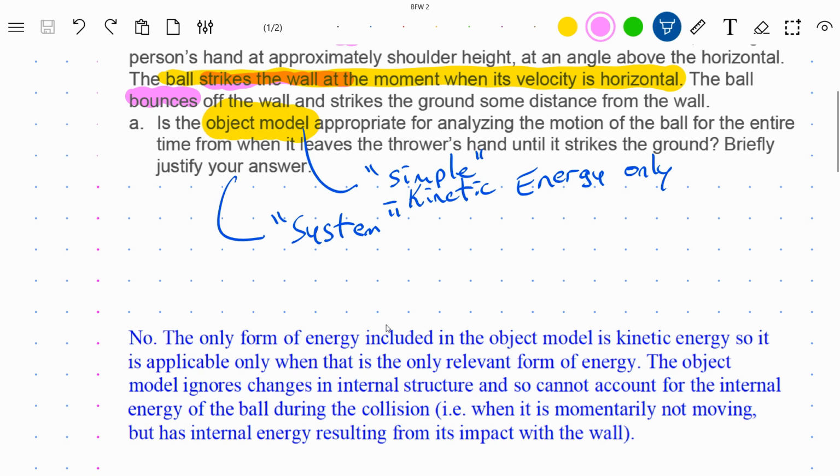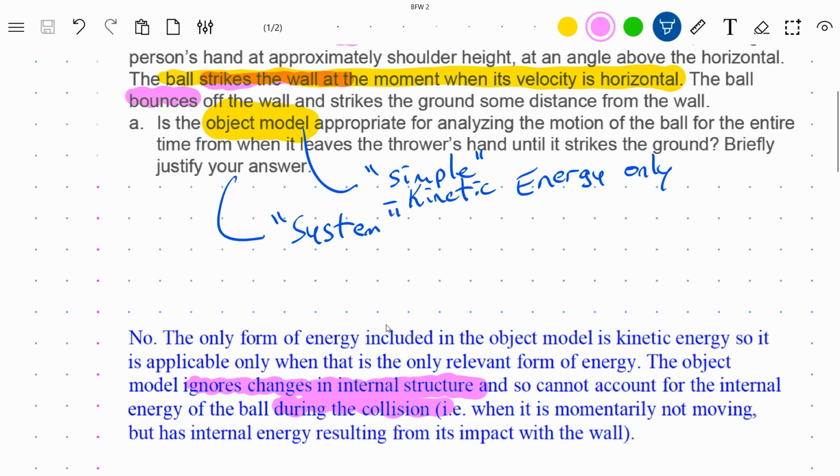Okay, so the object model in particular, I want to call out, it ignores changes in internal structure. So that's a limitation of the object model, which is often acceptable. But for the situation we're dealing with, that makes it not applicable. So it cannot account for the internal energy of the ball during the collision. So that's the real issue that I have here, is that collision. In fact, I elaborate by saying, i.e., when it is momentarily not moving. So that's like right at that fundamental moment of having traveled one way towards the wall and soon to be traveling the other way, but momentarily going neither way. So when it's momentarily not moving but has internal energy resulting from its impact with the wall.